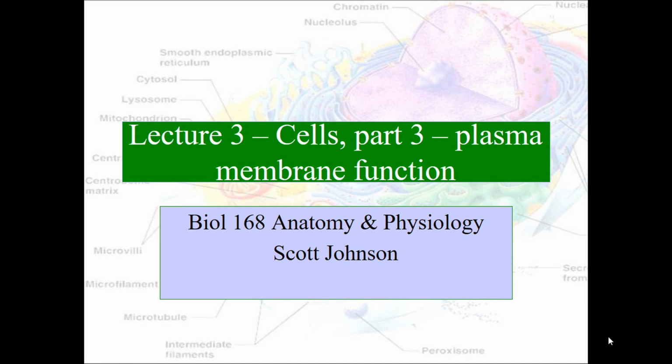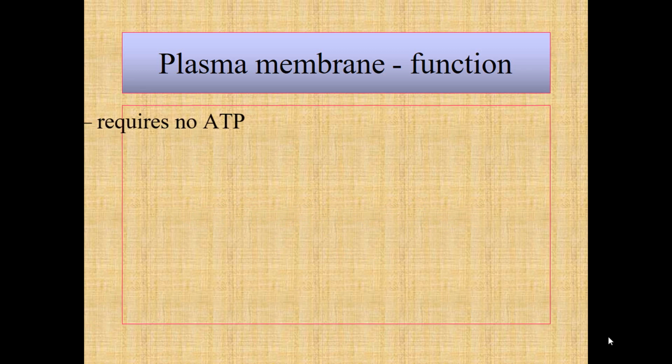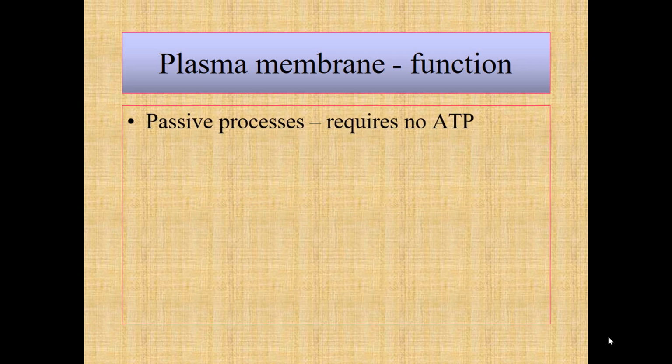This is the third part. We're going to be taking a look at the function of the plasma membrane. With this function, really what we're going to be doing is focusing on the different ways substances can cross this biological membrane. When we do that, one of the things that we do is we take a look at, is energy required? So a passive process requires no ATP, no energy. The cell doesn't have to do anything, and this movement of a particular substance will occur.